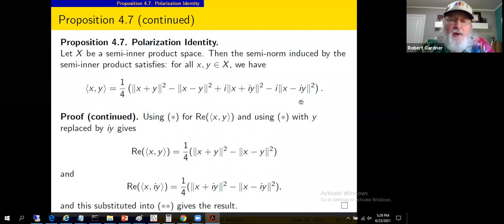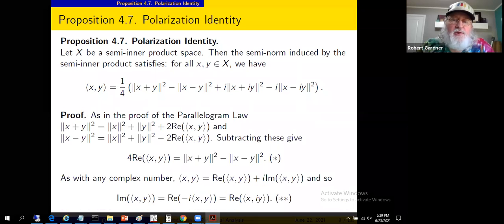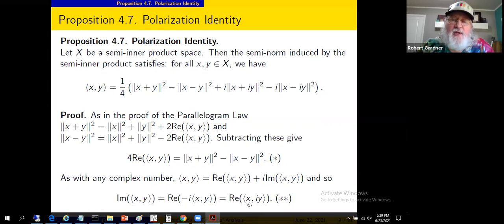Where do the i's come from? That's what star dealt with. Here we're looking at the real part of the inner product of x with iy. Let's go back to the previous slide. Star said the real part of the inner product of x with iy is the imaginary part of the inner product of x and y. Going forward.